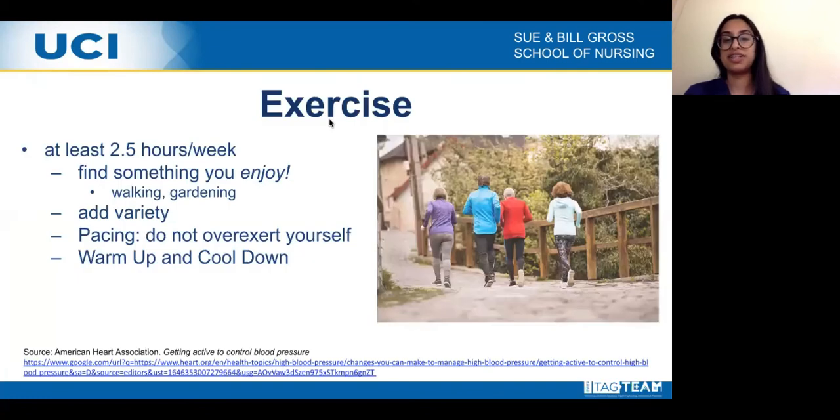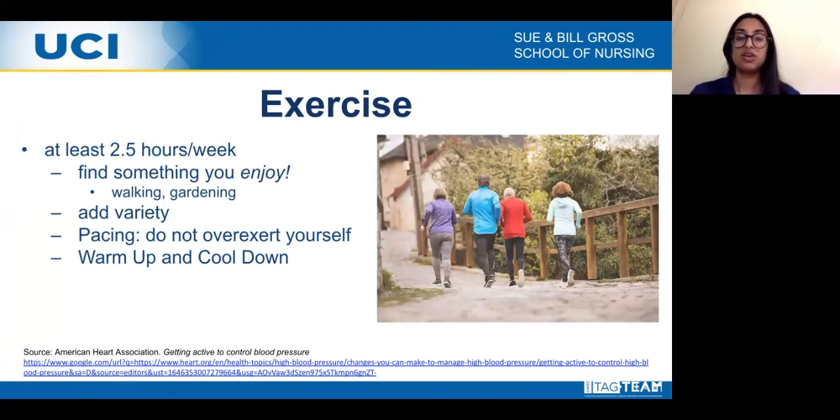Exercising is another very necessary factor to manage your hypertension. A lack of exercise can make your hypertension and other disease processes a lot worse. The CDC requires a minimum of 2.5 hours of moderate exercise a week. It's best if you spread this out into 30-minute intervals rather than all 2.5 hours at once. And exercise doesn't have to be something you dread.